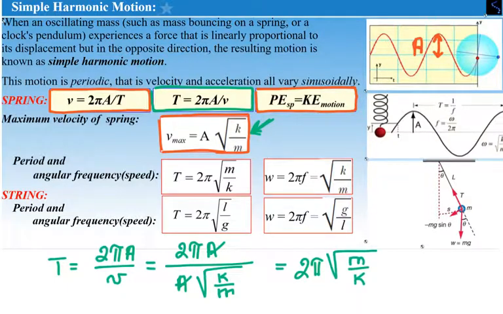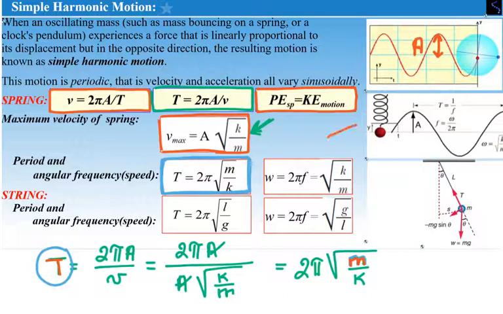So this is one of the most important formulas to remember in this section, the formula of period for the spring to make one full rotation of motion. So it's 2 pi times the square root of the mass over k. K is the spring constant and the mass is attached to the spring. And you see the time is going to be longer the more mass you attach to the spring. So the bigger the mass, the longer it will take to go back to its original position.